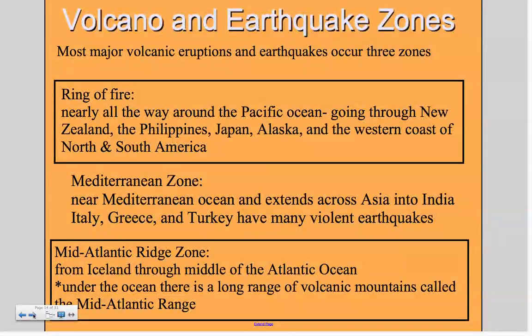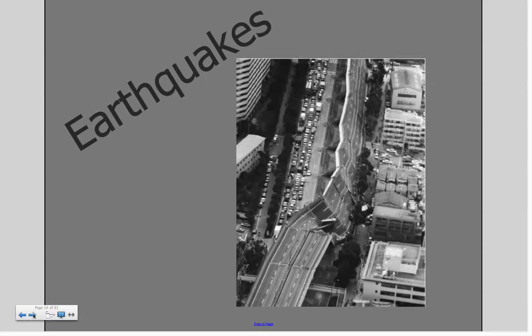So the earthquake zones, the big ones are the Ring of Fire, we just talked about. The Mediterranean zone, this would be mainly the Mediterranean Ocean, near Asia and into India. And then the Mid-Atlantic Ridge zone. So this is that Mid-Atlantic Ridge that we talked about in the notes the other day. And there's not really volcanoes at this point. We're looking more at earthquakes, although there are some volcanoes up in Iceland.